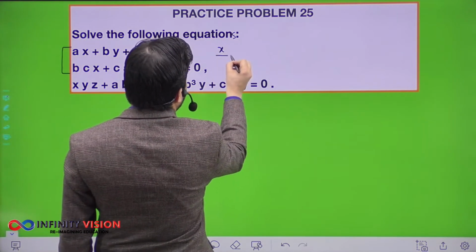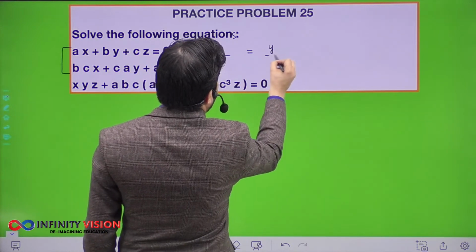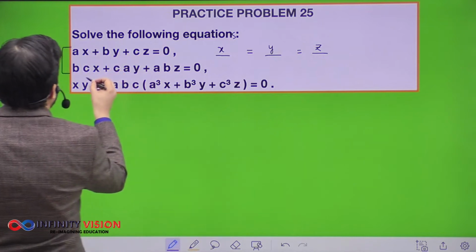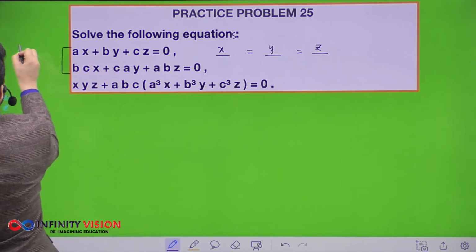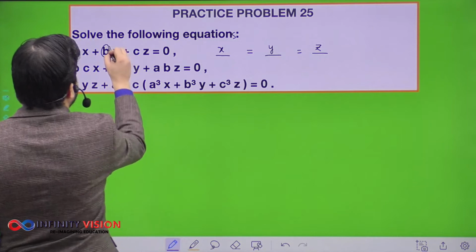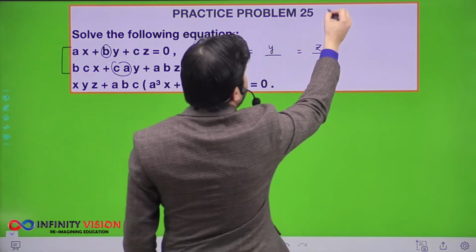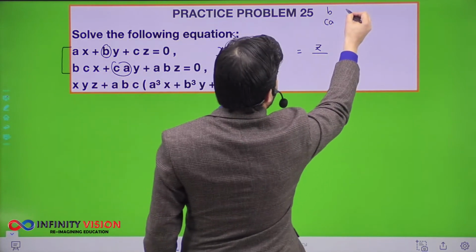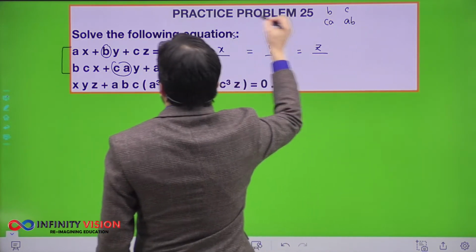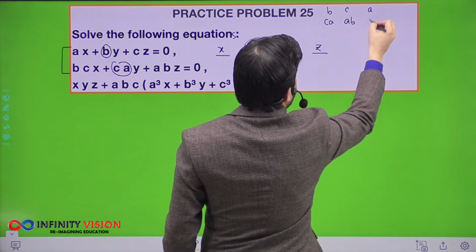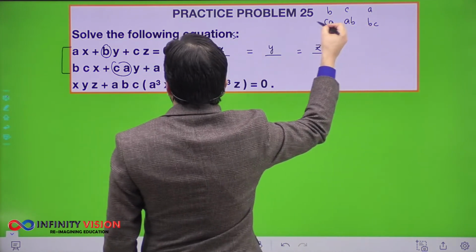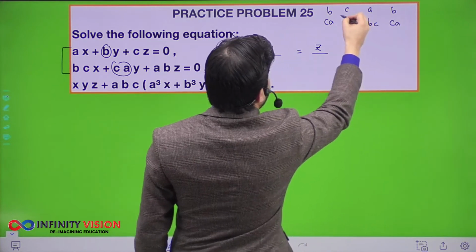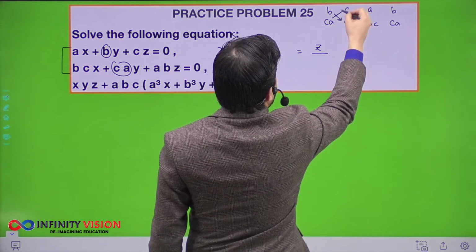So x upon y upon z upon, the multipliers are going to be, the first two is going to be bca, so you're just going to write bca, then you're going to write cab, then you are going to write abc. You will see the cycle is being followed, and then it's going to end with bca.